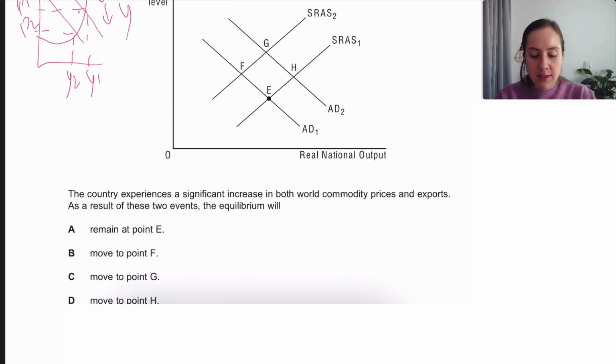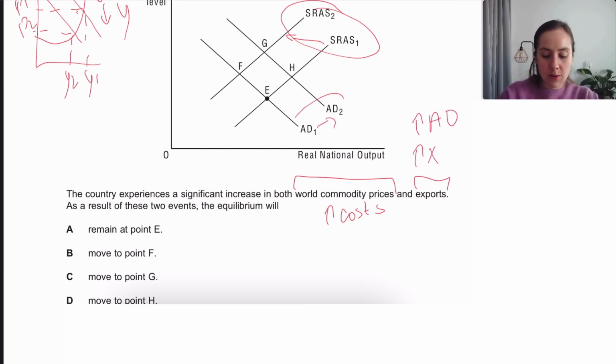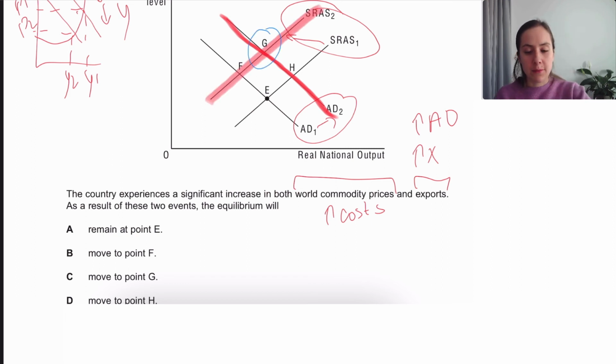The country experiences a significant increase in commodity prices. So we have an increase in costs of production, which means I'm expecting the short run AS to shift left. There's also more exports, so more exports will increase AD, so I'm expecting that to shift to the right. I always highlight things. It's hard for me to see two things going on at once sometimes, so I think that the economy will move to G.